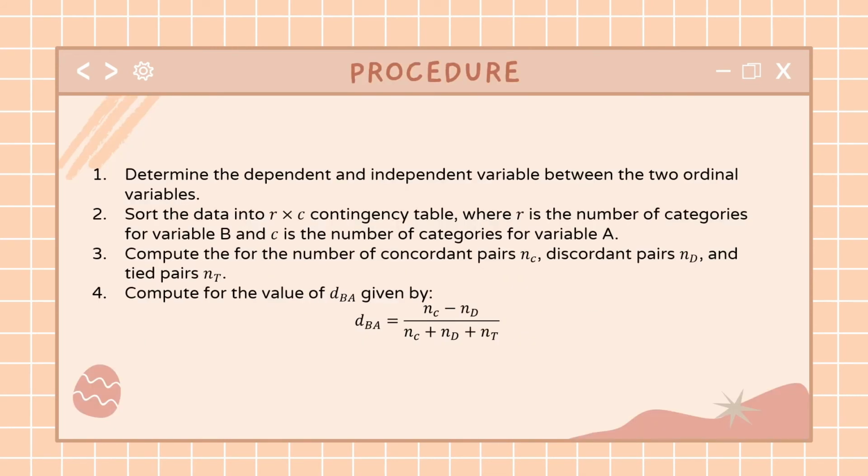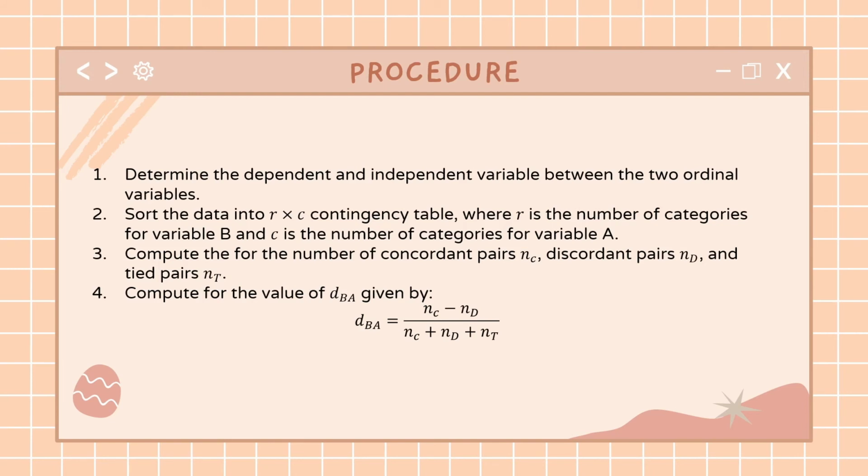So for the procedure, first, determine the dependent and independent variable between the two ordinal variables. This is an important step as previously highlighted. Second is sort the data into an R by C contingency table, where R is the number of categories for variable B and C is the number of categories for variable A.